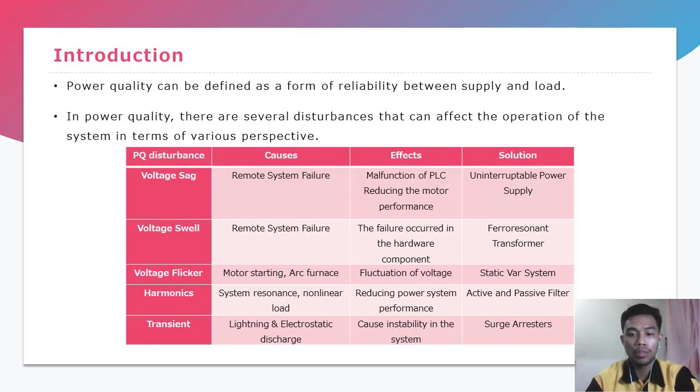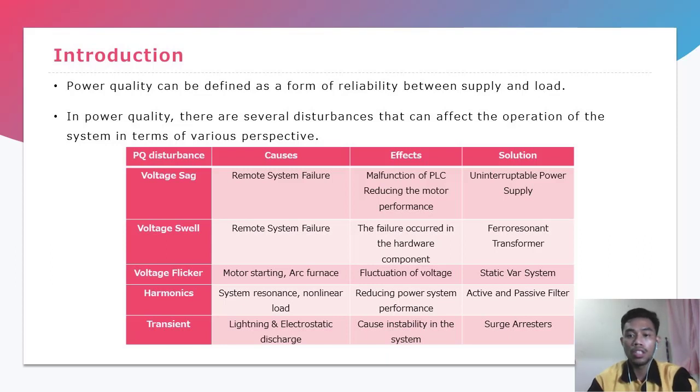For the effects, when the disturbance happens, there is malfunction of PLC, failure in the hardware, fluctuation of voltage, reduced power system performance, and also instability in the system. Some of the solutions to solve this problem can be seen as follows.